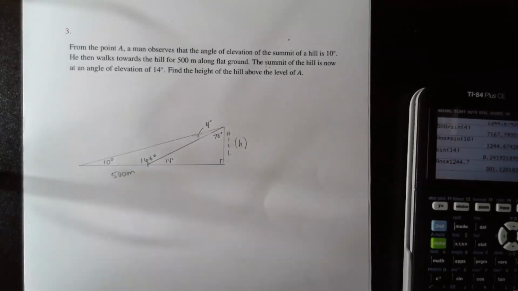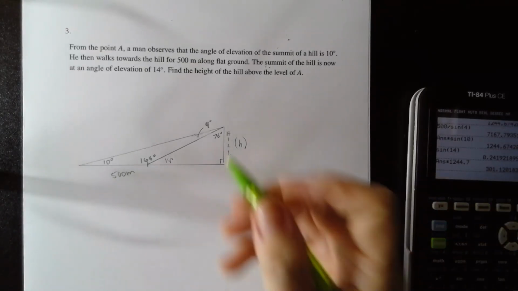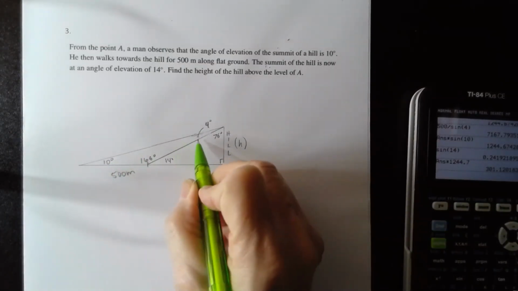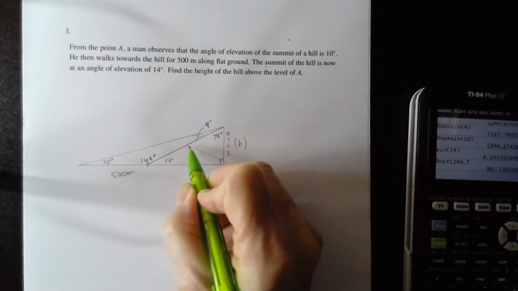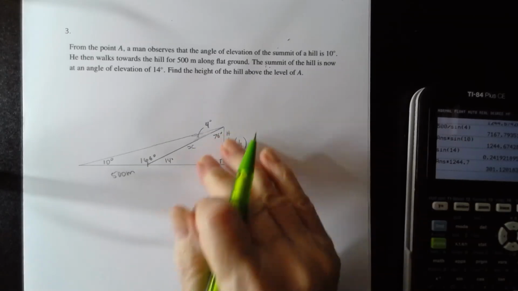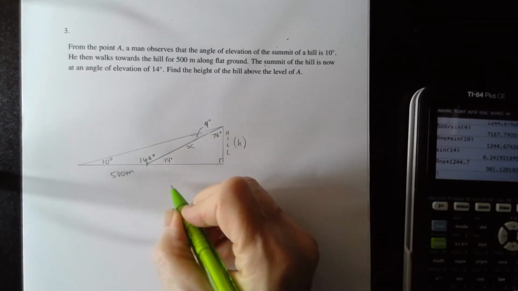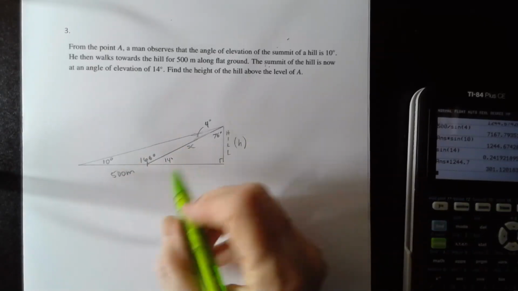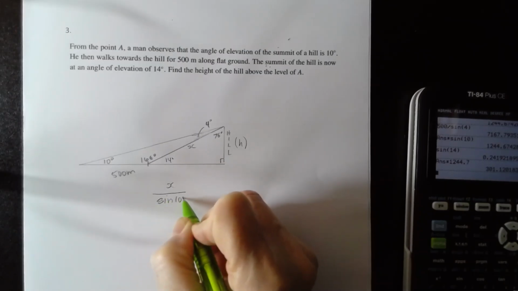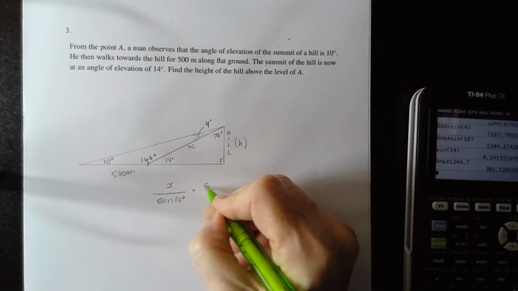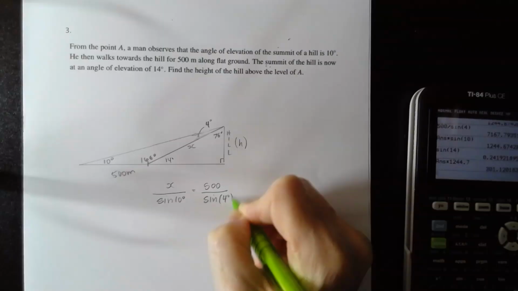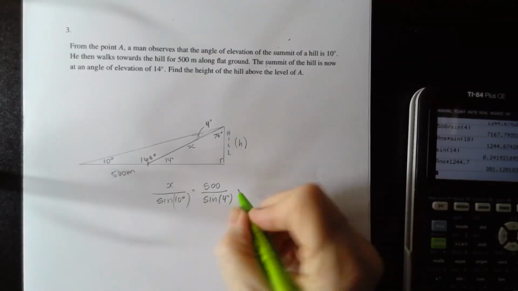And now, since this is the only side I have, and I need a side, I'm going to use, I guess, the sine rule. So I can use the 10 to get this side, I'll call it x, and then I'll be within that triangle. I'm going to try to get that side so that I can be in that triangle to get the hill. So I'll go x over sine 10 equals 500 over sine 4.